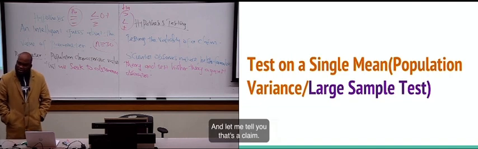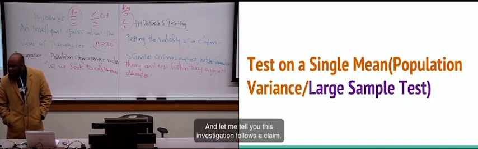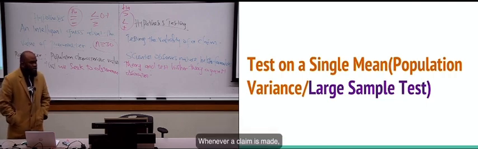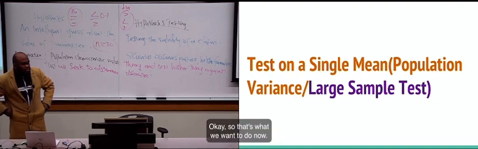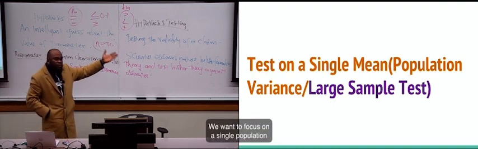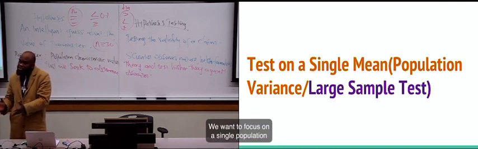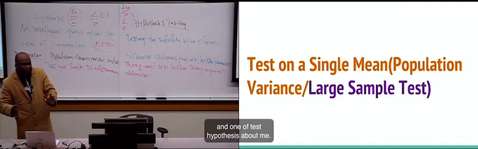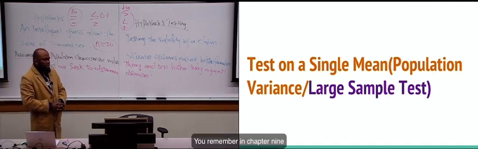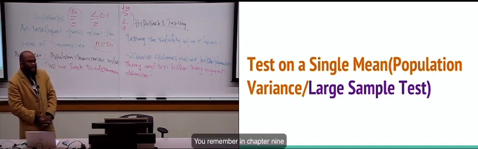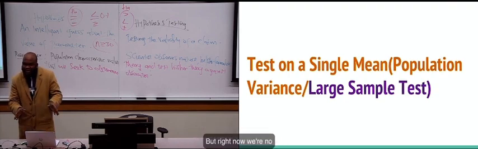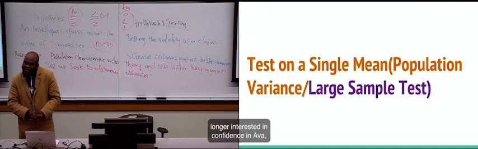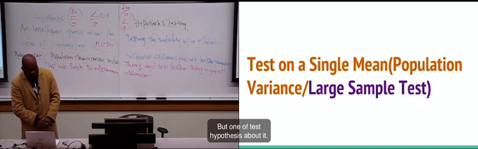And let me tell you, that's a claim. And let me tell you this. Investigation follows a claim. Whenever a claim is made, the next step is investigation. Okay, so that's what we want to do now. We want to focus on a single population, and we want to test hypotheses about the mean. You remember in chapter 9, we constructed a confidence interval about it, right? But right now, we're no longer interested in confidence intervals, but we want to test hypotheses about it.